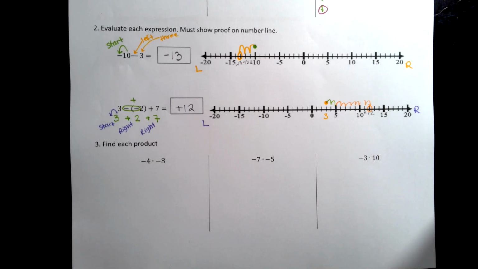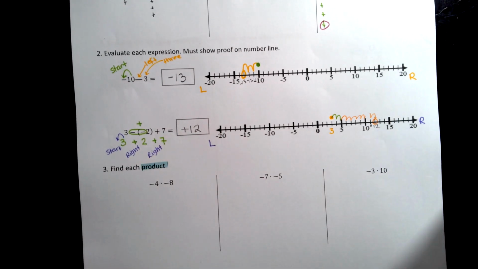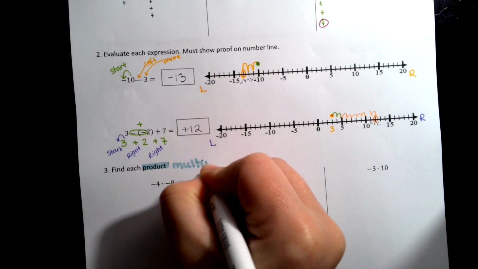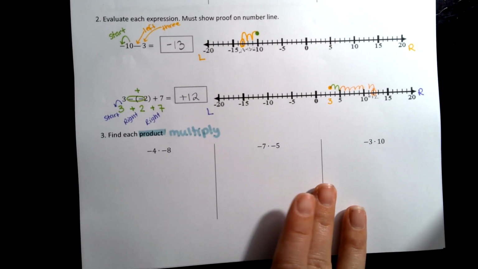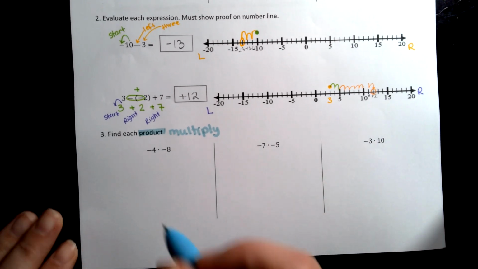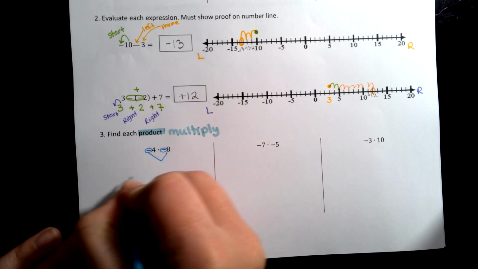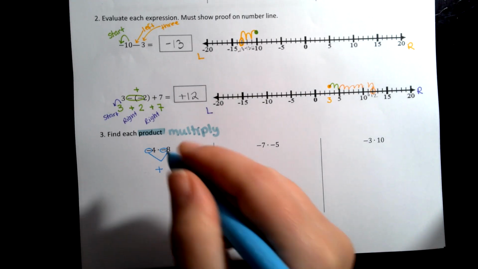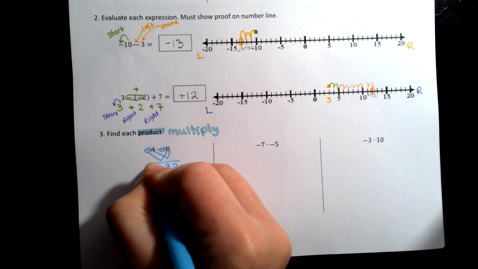For product, let's go ahead and highlight the word product. Product means multiplied. This means times. So that's one of the key words that we need to have memorized. Product means times, multiply. We're going to take a look at our symbols. We got negative and negative. Negative, negative means we are going to have a positive answer. Then we're going to multiply 4 and 8, so 4 times 8. Again, take a look at your multiplication table, and we get 32 as our answer.